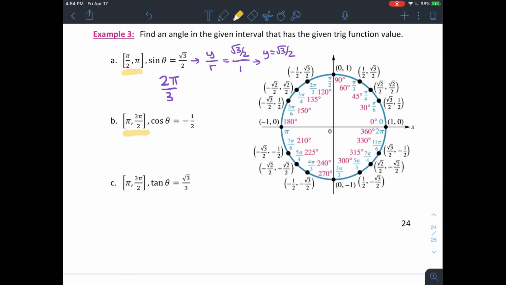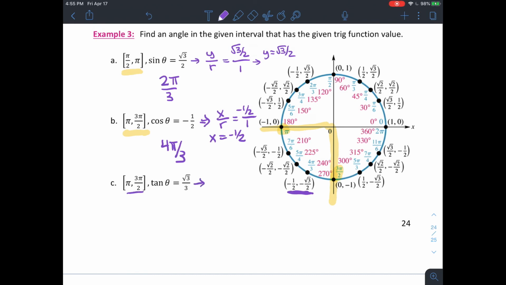If you're looking for, in between pi and 3 pi over 2, an angle that has a cosine value of negative 1/2, cosine is x over r. You could draw the triangles on these, but it's easier to use the coordinates. And you're looking for an angle that would have a terminal side with an x-coordinate of negative 1/2. That is the angle of 4 pi over 3. These should be in radians because they gave you the interval in radians, by the way.